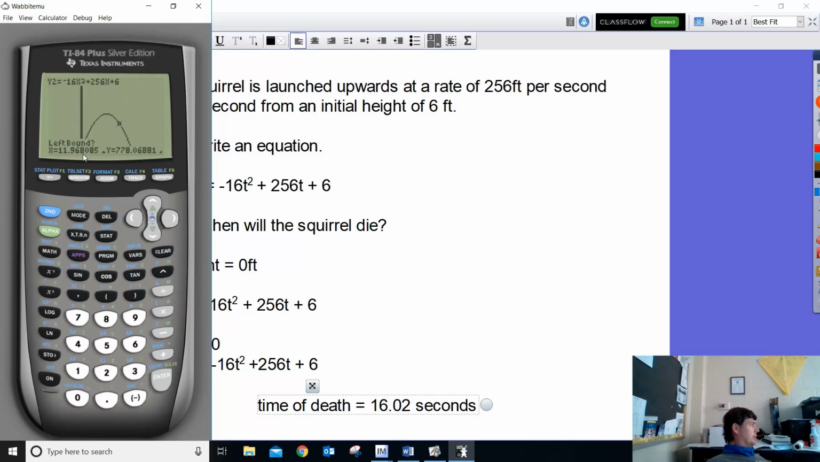Grant, you said you need me to go through this again. Are you doing it? Yeah. What does your calculator say right now? Is it saying left bound, right bound? What's it want you to do? It says left bound. So get your cursor to the left of that zero. And then press enter. What's it asking for now?